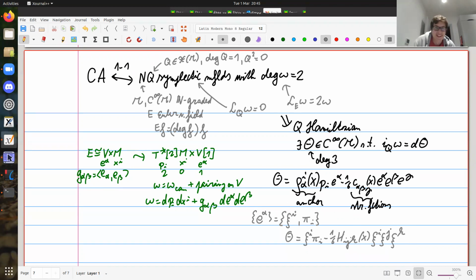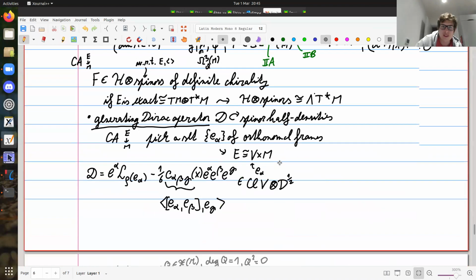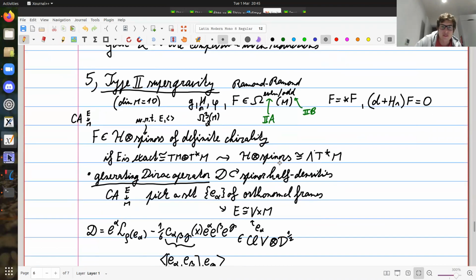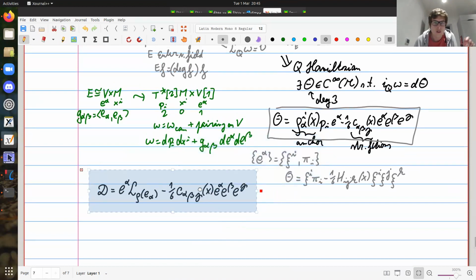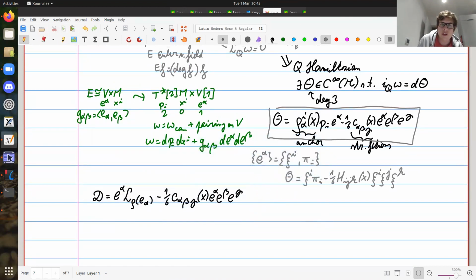Sorry, this was very fast, but just to close the whole thing, let me say how this connects to this generating Dirac operator. Because now, if you look at this expression here, and you compare it to the form of the Dirac operator, then you notice that they are very similar. Where was it? Here. Yeah, they really seem very similar.